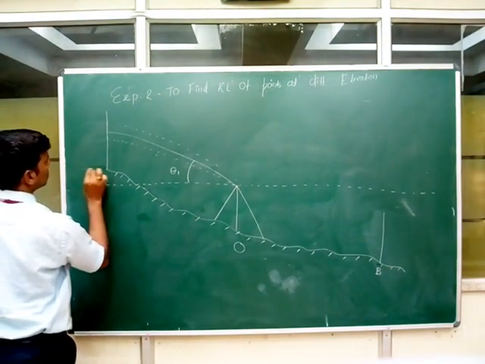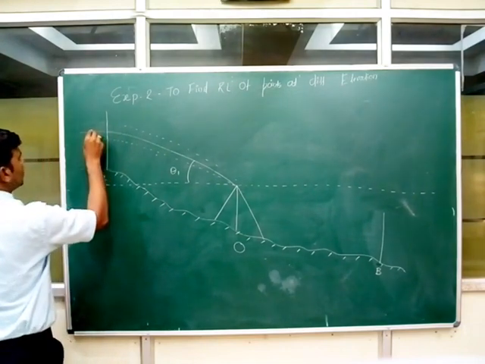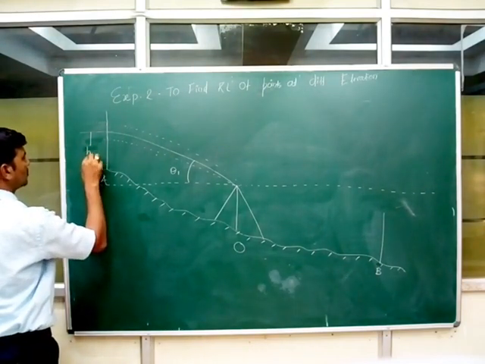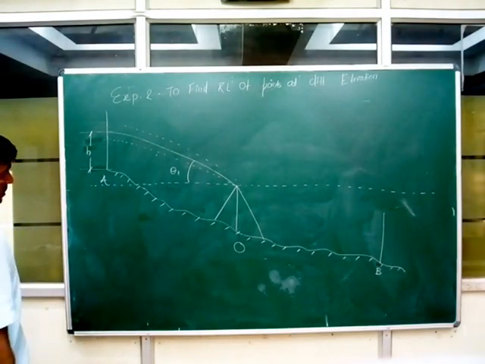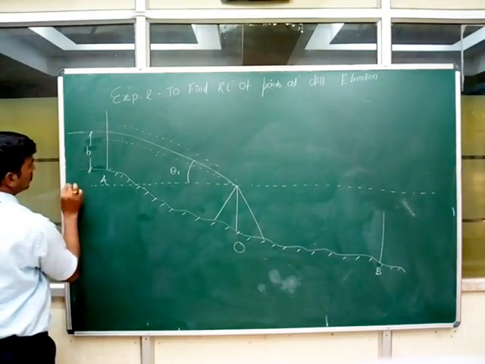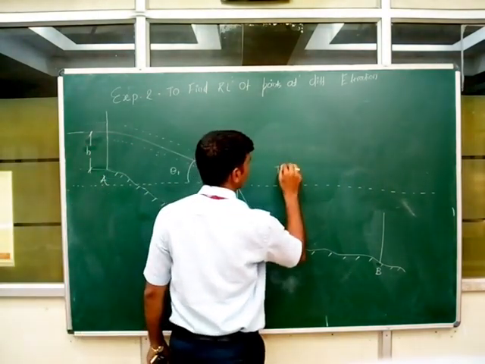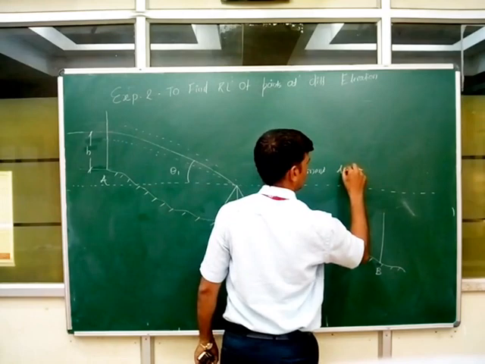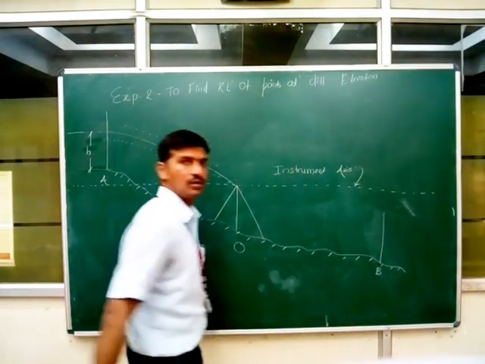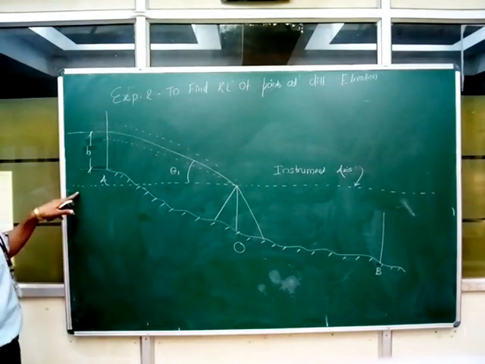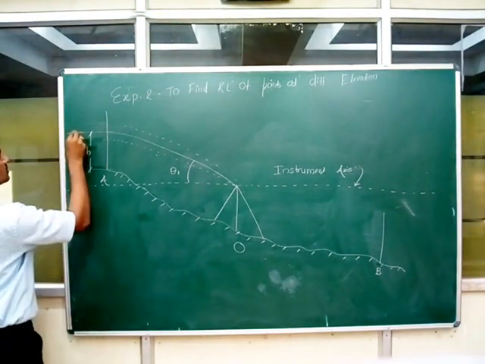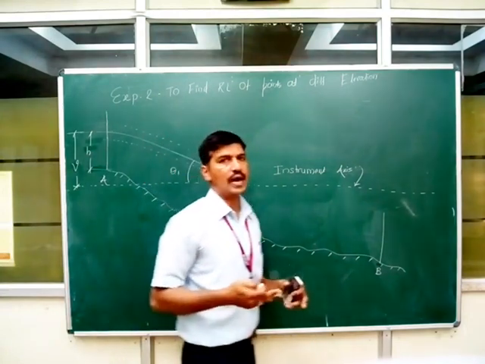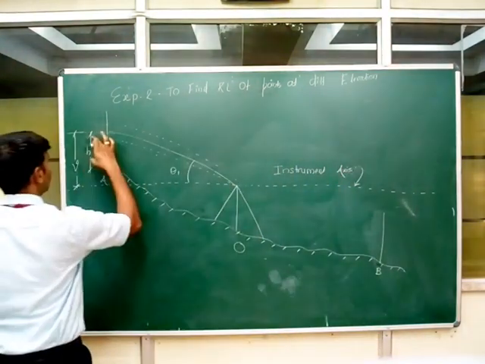Say this is the ground surface. From the center hairline to the ground, this distance is H. From the center hairline to the dotted line of the instrument axis, this vertical distance is V, the vertical component required to calculate the RL of the point. Okay, now this is H, this is V.